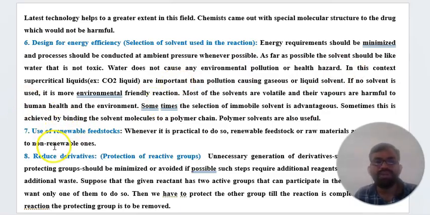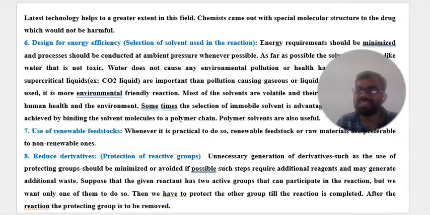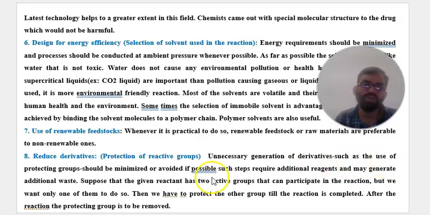And the seventh principle, use of renewable feedstock. Whenever practical, renewable feedstock and raw materials are preferable to non-renewable ones. And the eighth principle is to reduce derivatives, like protection of reactive groups. Unnecessary generation of derivatives, such as the use of protecting groups, should be minimized, as such steps require additional reagents or may generate additional waste.